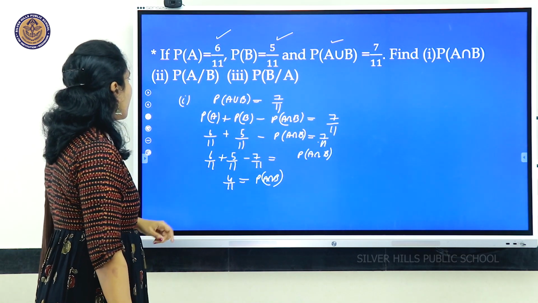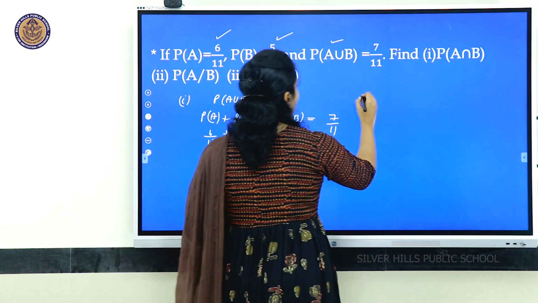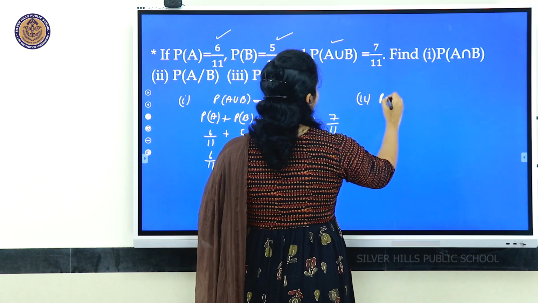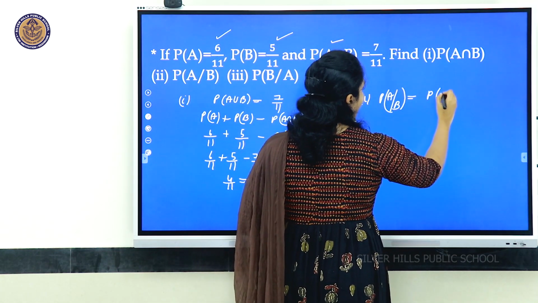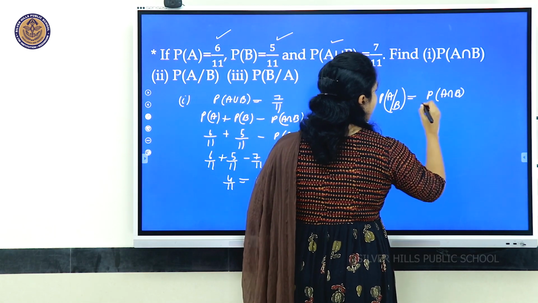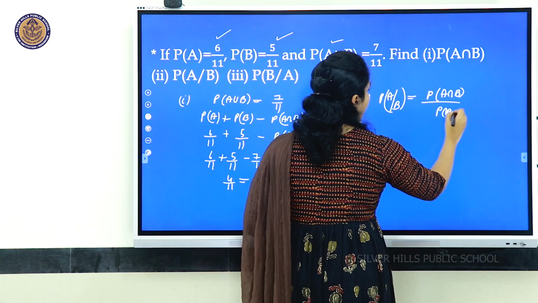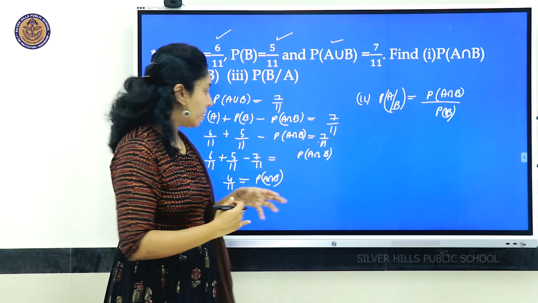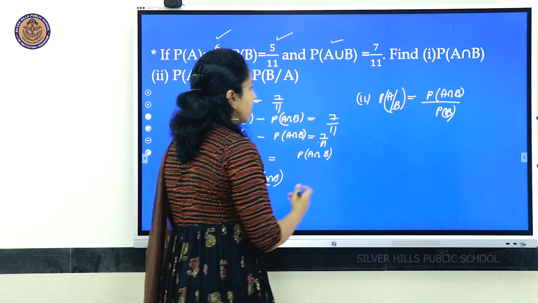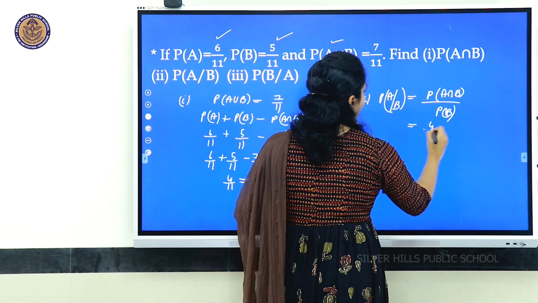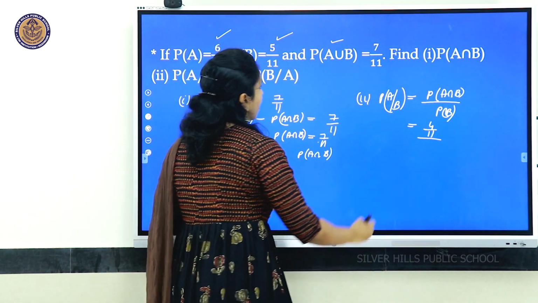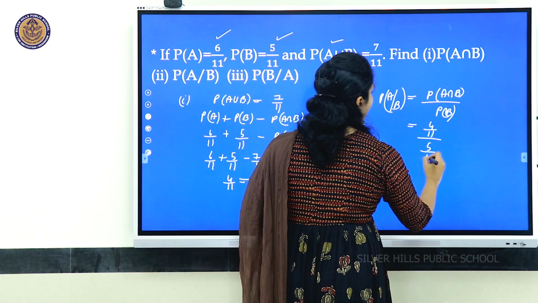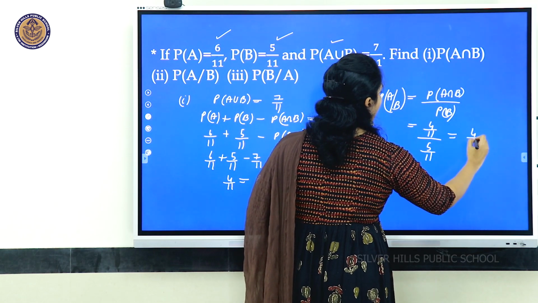Now, let us evaluate the second part. The second one is P of A given B. Just the direct formula. P of A intersection B divided by P of B. Now, what is P of A intersection B? It is available here. It is 4 by 11 divided by P of B. Now, P of B is 5 by 11. So, your answer is 4 by 5.